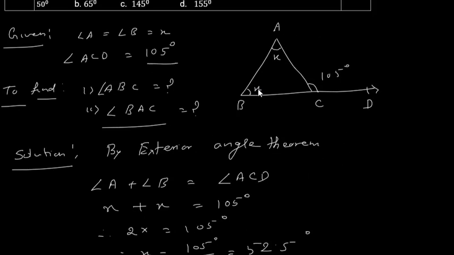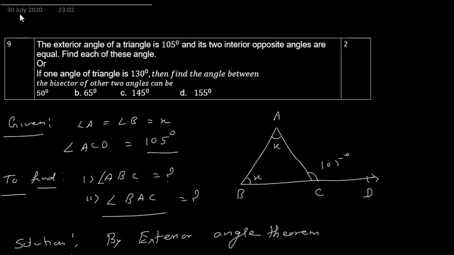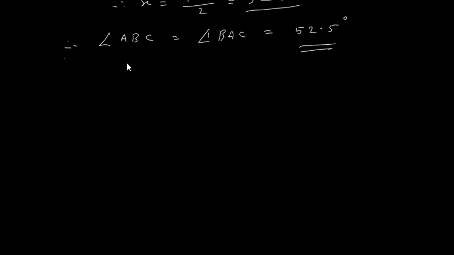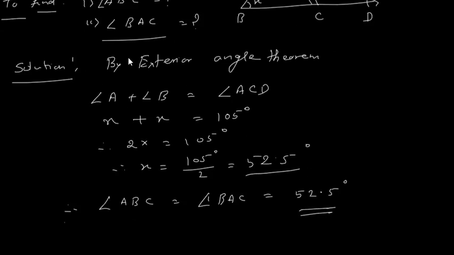So this is the first part of this 9th question. Here also we have an option. So either we do this upper question or this lower question. Now what is the second question? If one angle of the triangle is 130 degree, then find the angle between the bisectors of the other two angles of the triangle. So let us see this second question also.